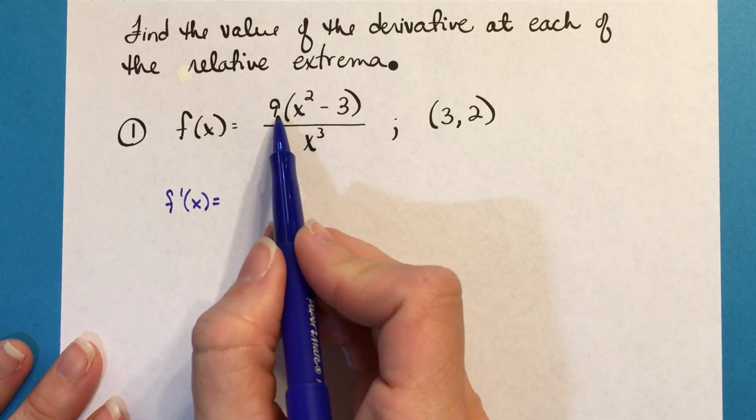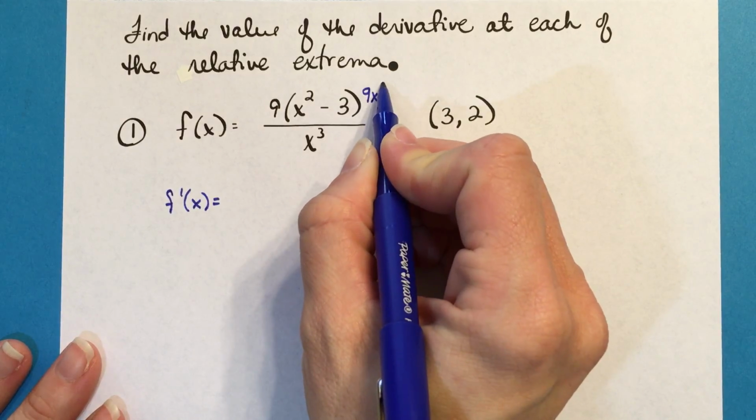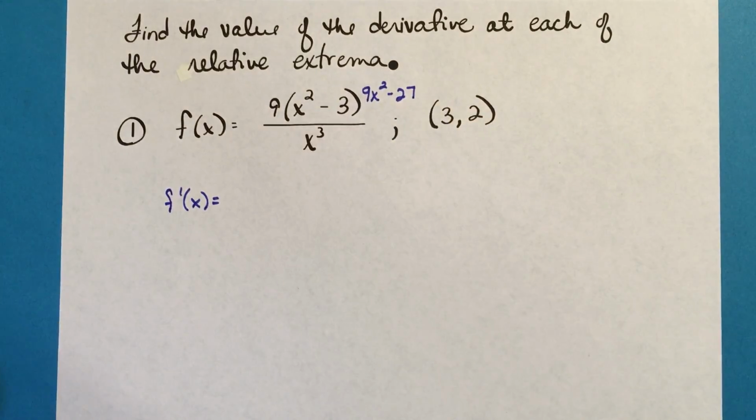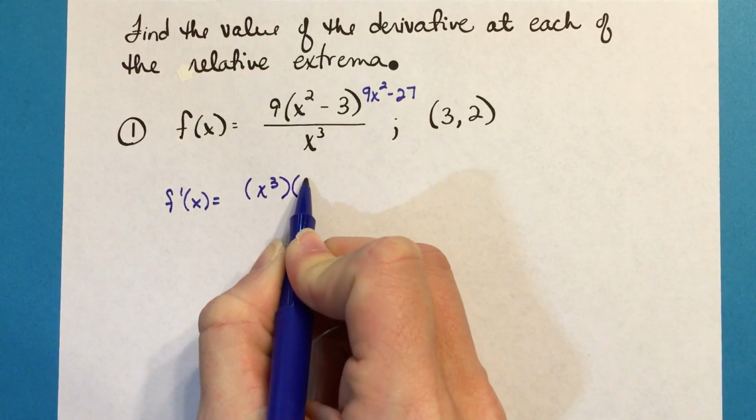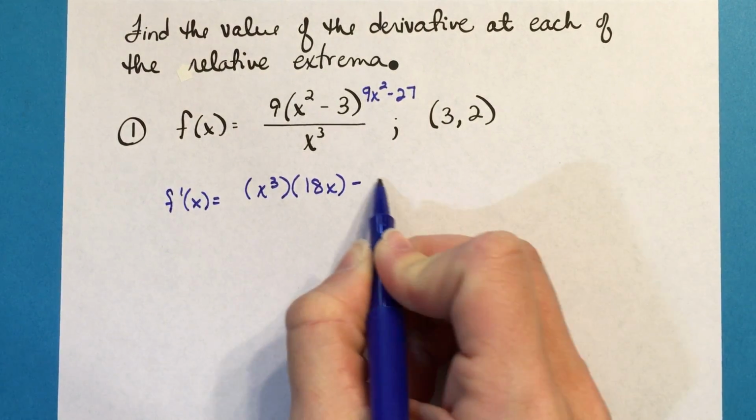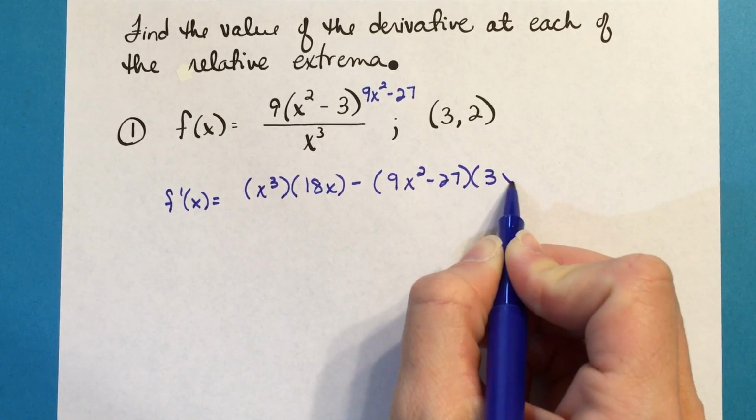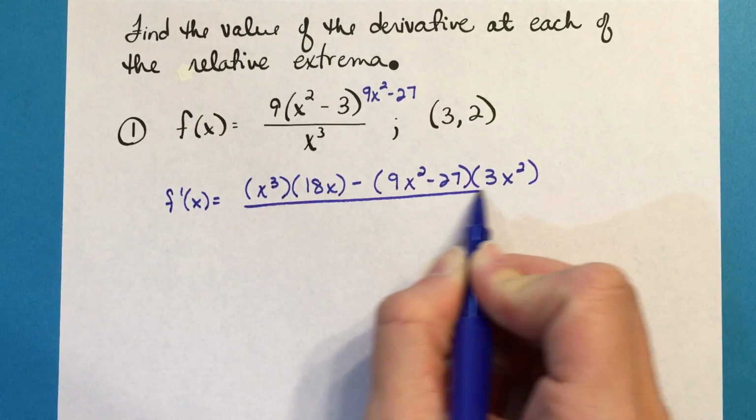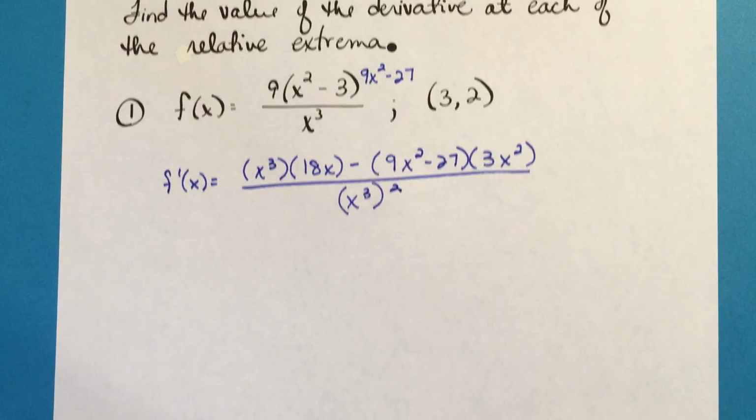Now, what I would suggest you might want to do right here, you don't have to distribute the 9. I'm going to go ahead and distribute. So when I use my numerator, I'm going to refer to it as 9x squared minus 27. Okay, you are going to need to use your quotient rule. So we'll have low d high minus high d low, and that would be all over low, low. Okay, so now doing some simplifying here.